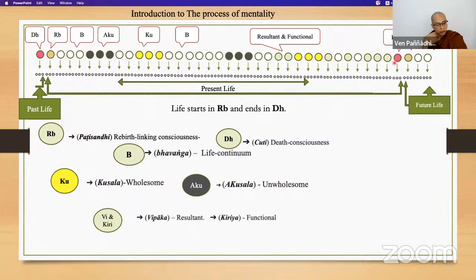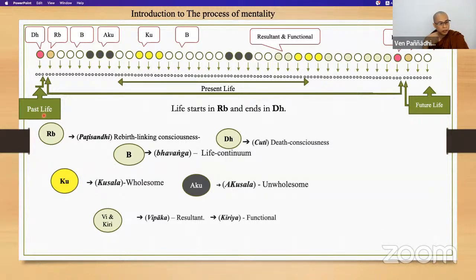After the death moment, what will happen? If we cannot attain arhatship in this life, the conditions still continue. Due to the conditions, the next life, the future life, will continue. The future life is also the same as this life. It will start with rebirth linking, then continue, and end at the death moment.